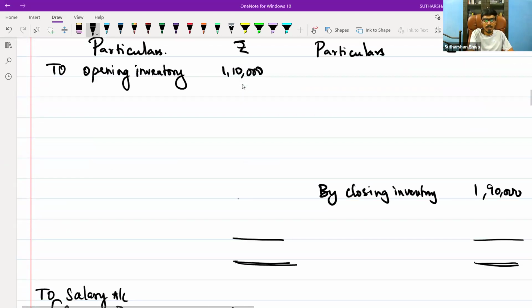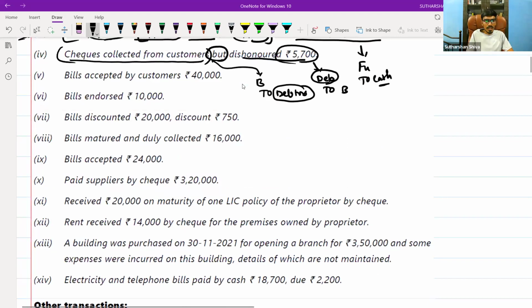Now we will go for the fifth one. Fifth one, bills accepted by customer. Is it bills receivable or bills payable?